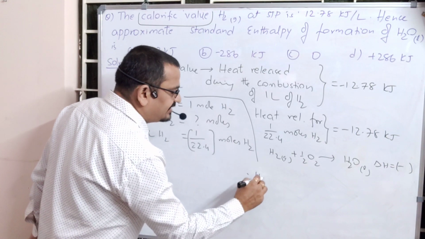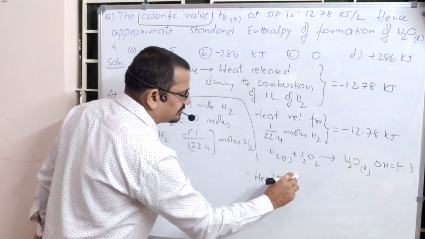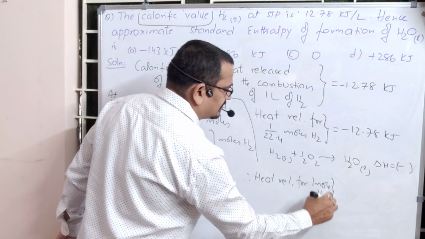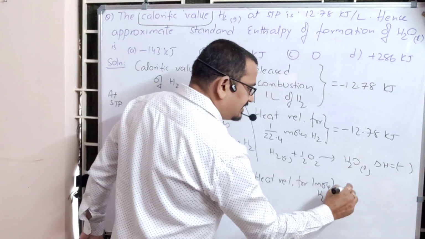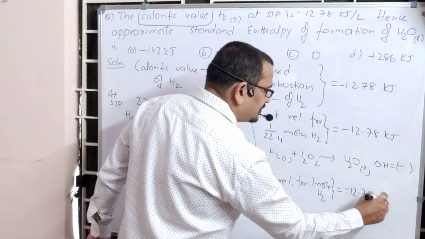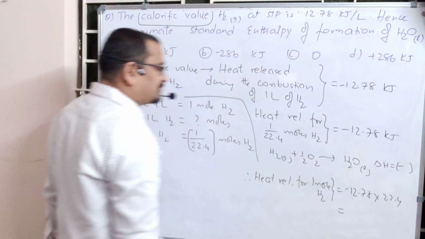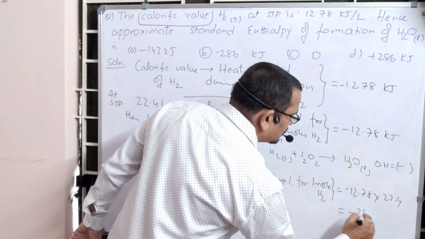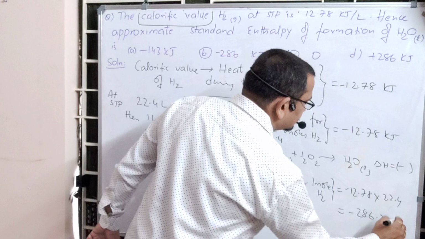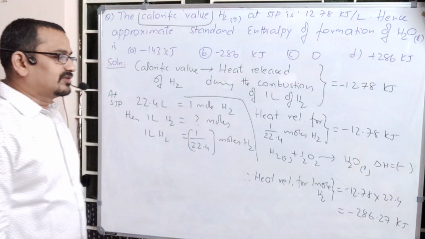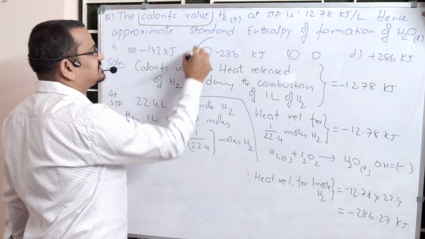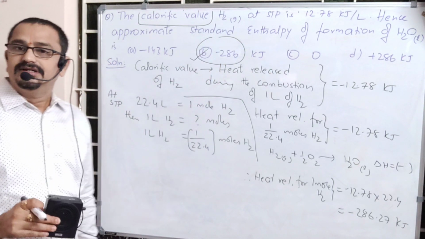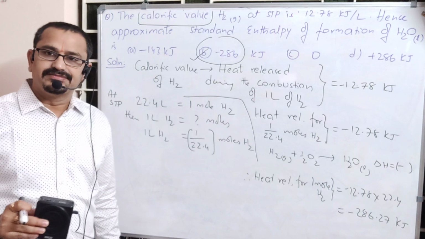Therefore, heat released for 1 mole of H2 will be minus 12.78 into 22.4. This product will be approximately minus 286.27 kilojoules. So the nearest value will be the second option. This is how we can solve questions on calorific value, right?